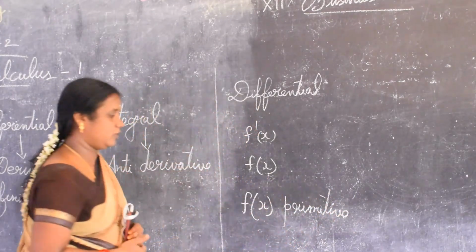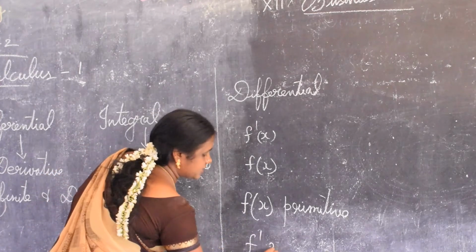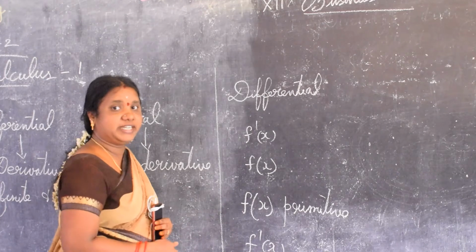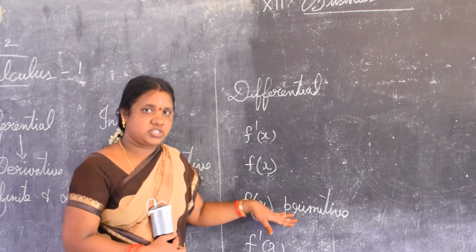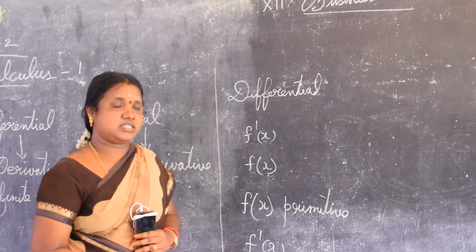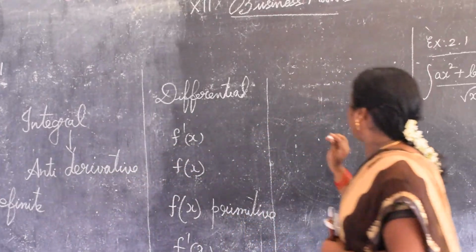In integral, what we are going to find is f of x. What is given here? F dash of x is given. This is integral calculus. Actually, integration is the reverse process of differentiation. Have you understood? Next we are going to see about problems.